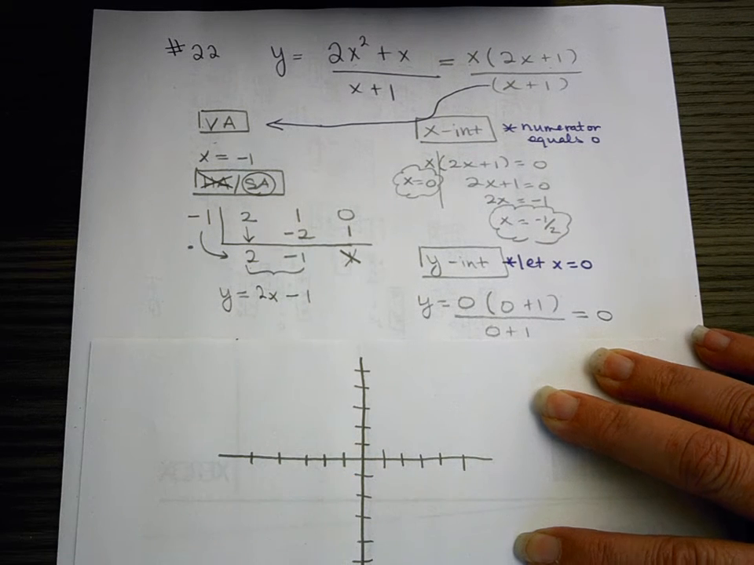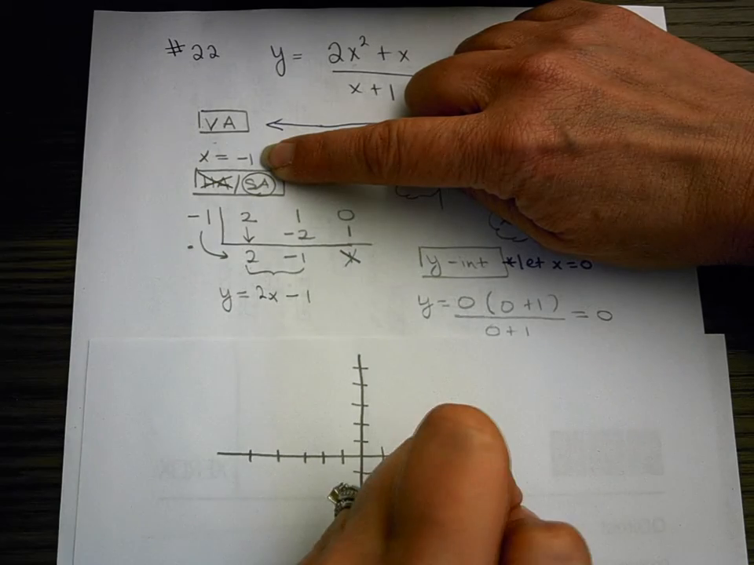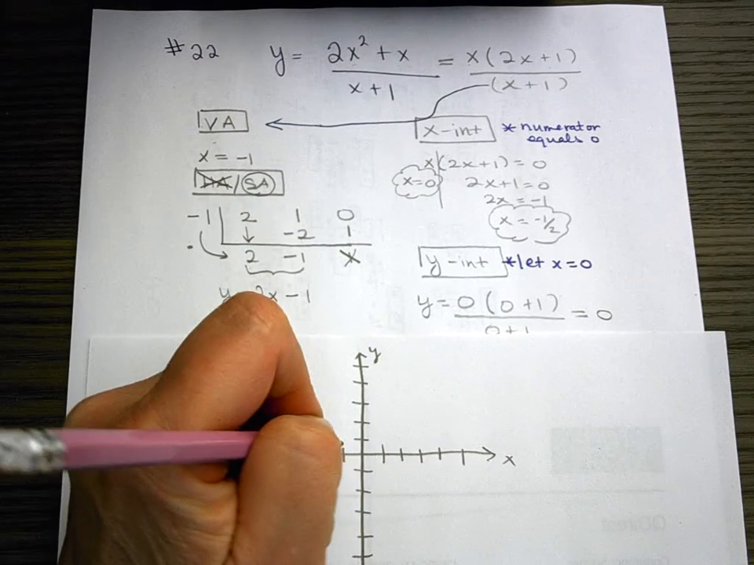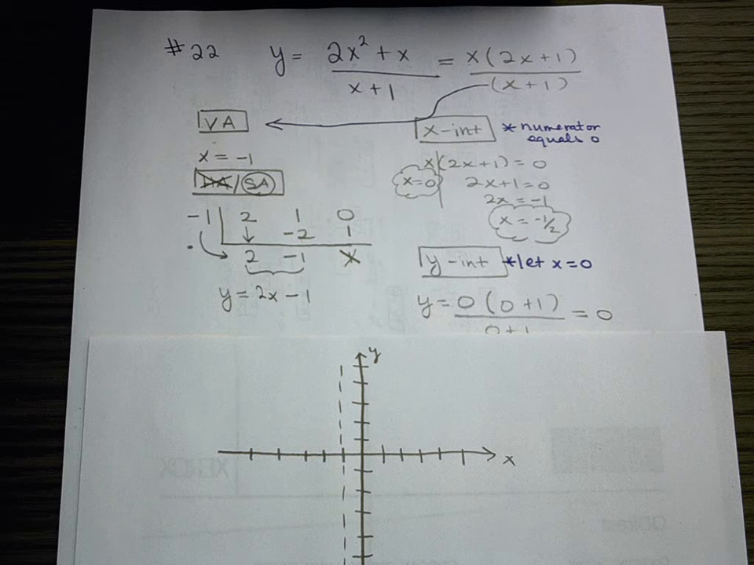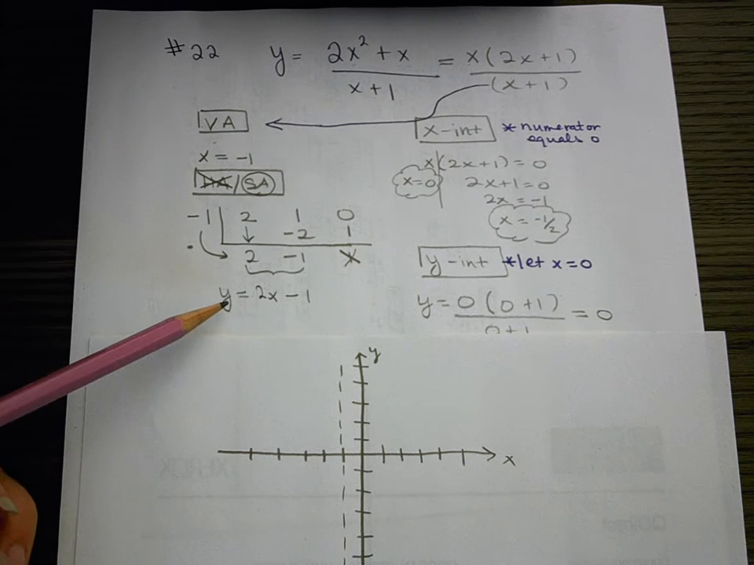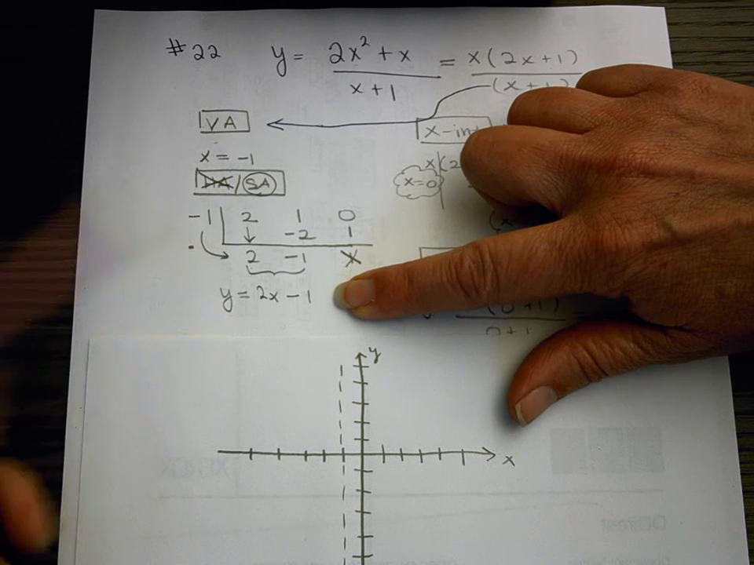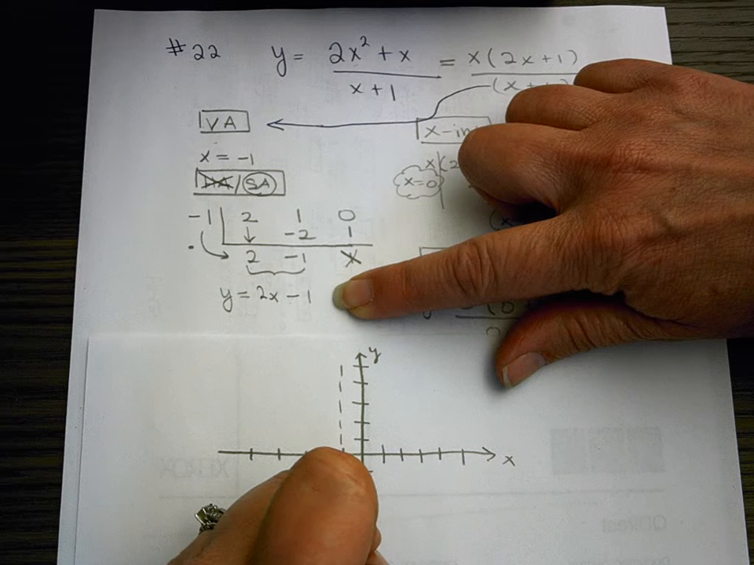And so now I'm going to go ahead and graph everything I have. I have a vertical asymptote when x is -1. So at -1, I'm going to do a dotted line. And then I have a slant asymptote here. For my slant asymptote, my y-intercept is -1, so I'm going to go to -1 and put an open dot.